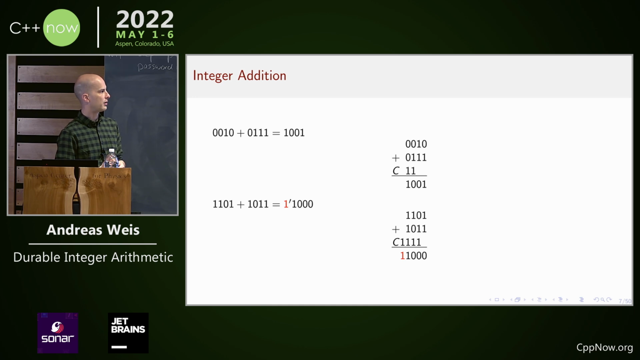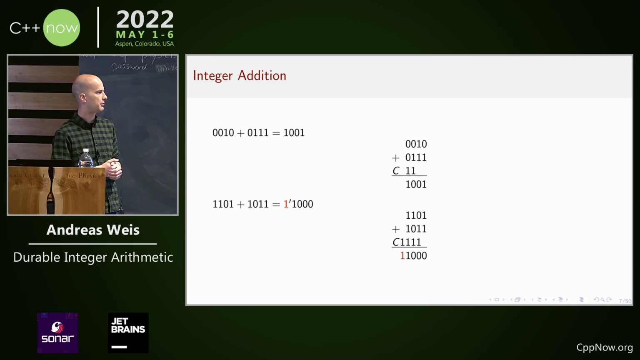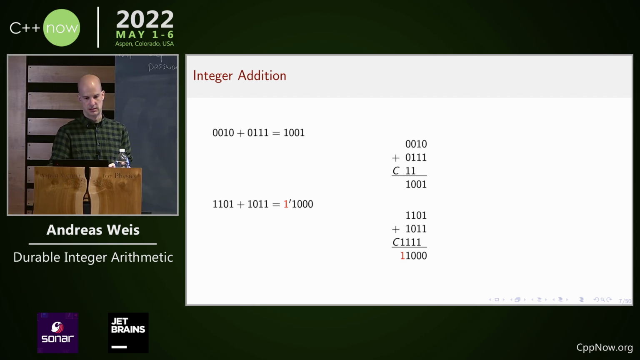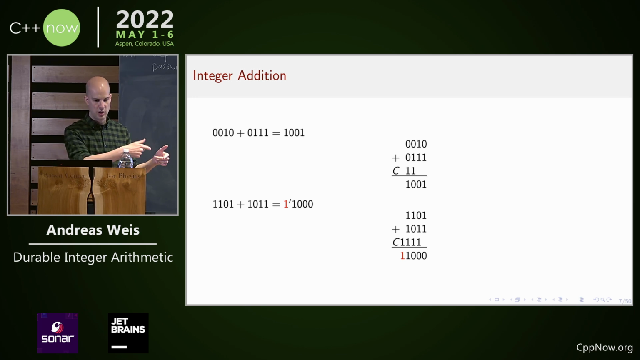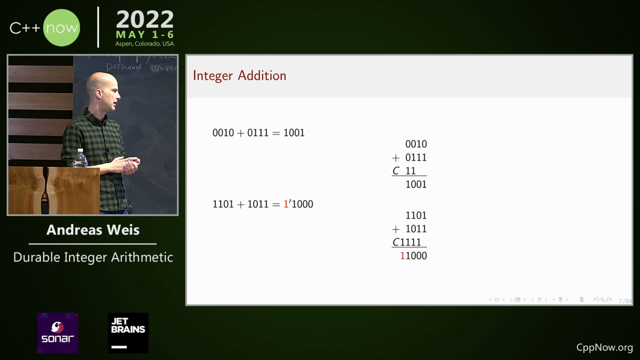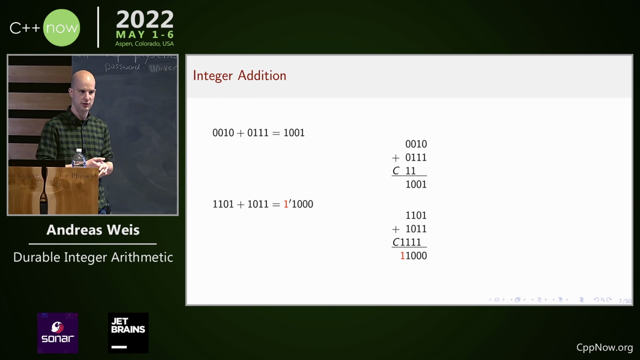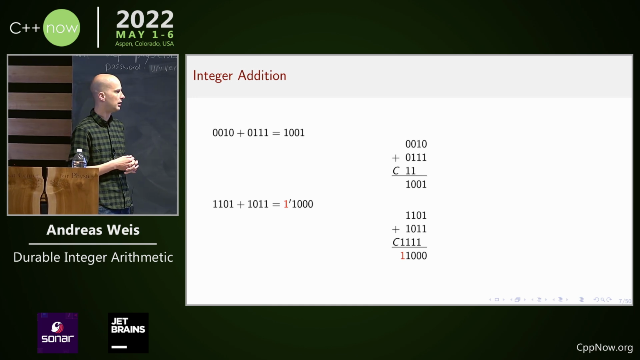So whenever we add a 1 and a 1, we have the overflow case: the digit in this place becomes 0, and then we have a carry that carries over the 1 to the next digit. So we see here two examples. I guess this is not too surprising. You have probably all seen this before.